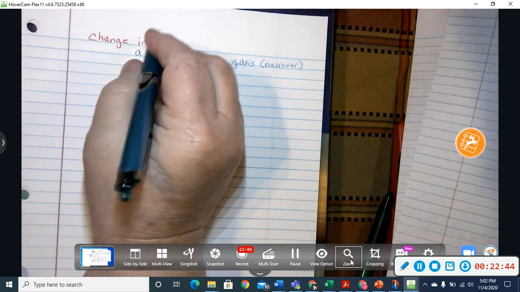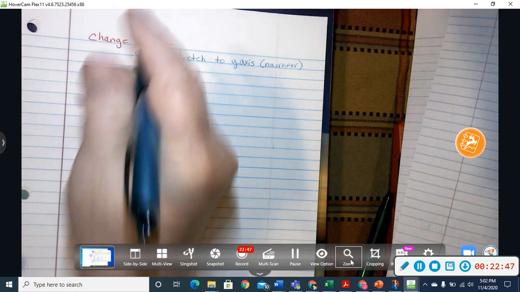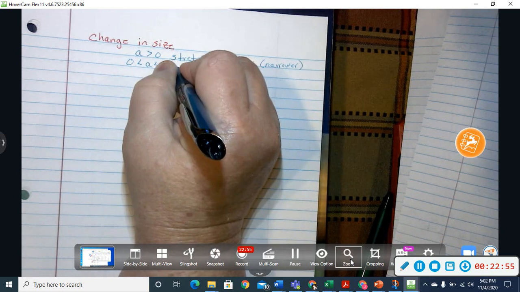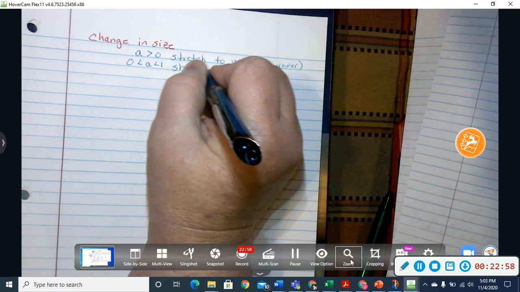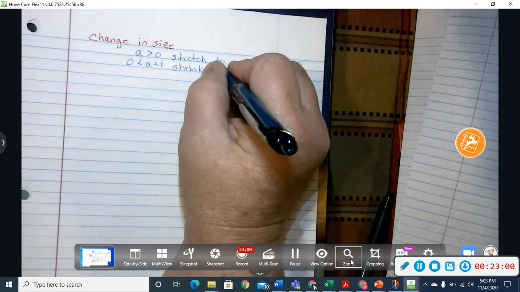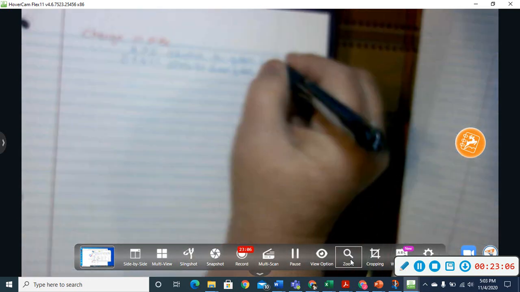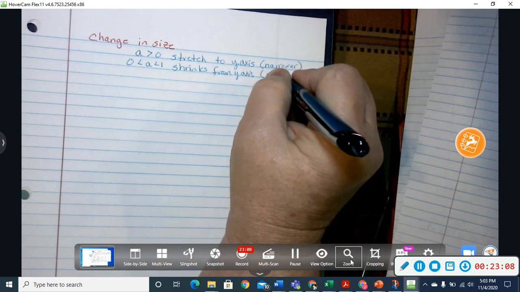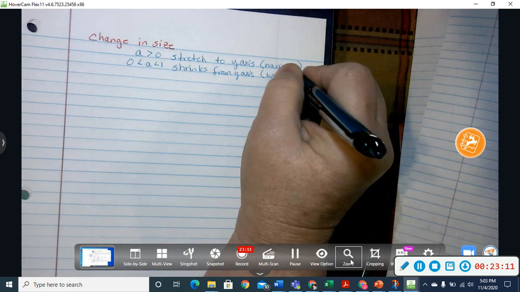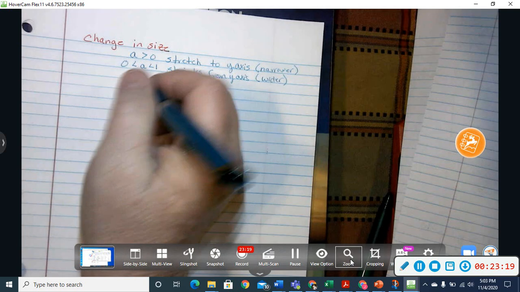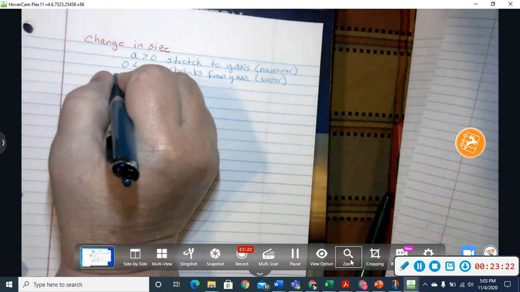If the value of A is between 0 and 1, which means it's a fractional amount, then it shrinks from the y-axis. And so it actually becomes wider, or it shrinks away from the y-axis. And sometimes that's a little bit harder to detect. So that means our equation is going to look something like this.